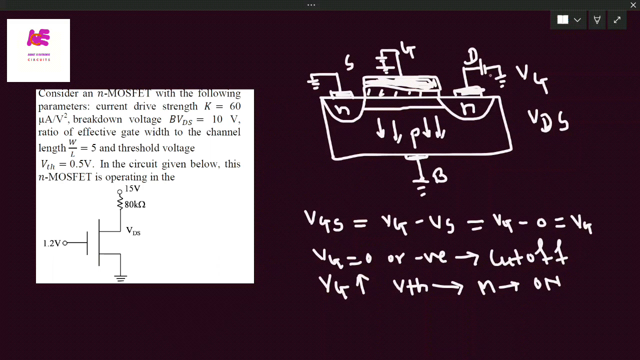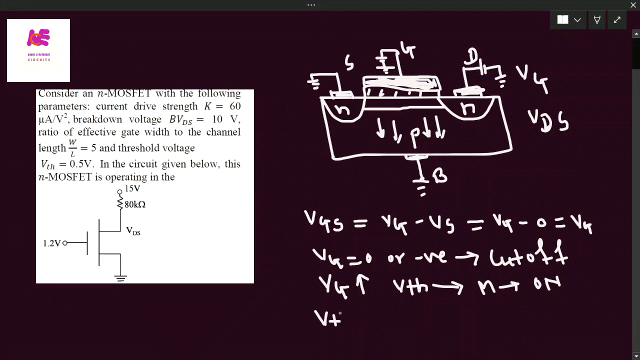And here if you apply a small positive voltage, then all electrons from the source will be attracted towards the drain side, and there will be a conduction of current. But this will be a small conduction of current. So in this region, if you start to increase the gate voltage beyond the threshold voltage, where the MOSFET starts to conduct.